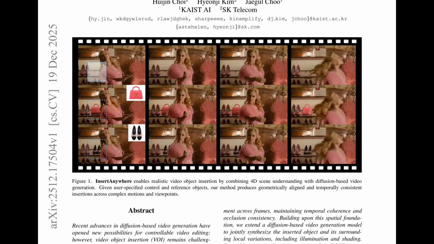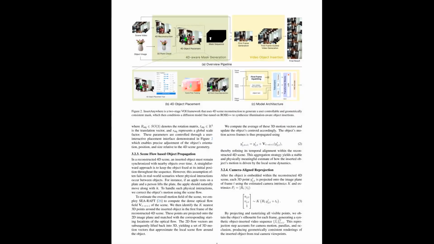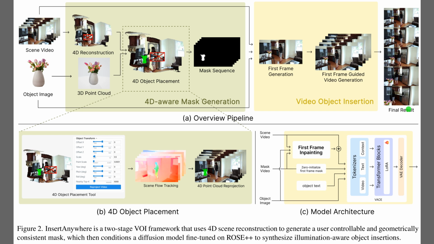Figure 1 shows what InsertAnywhere is aiming for, namely insertions that stay locked into the scene as the camera and people move. The full film strip layout illustrates temporal consistency, which means the object does not drift or flicker across frames. The left column highlights the user control region and the reference object image that defines what to insert. The middle and right columns show the inserted handbag and shoes staying plausible under motion and partial occlusion, so the edit looks natural.